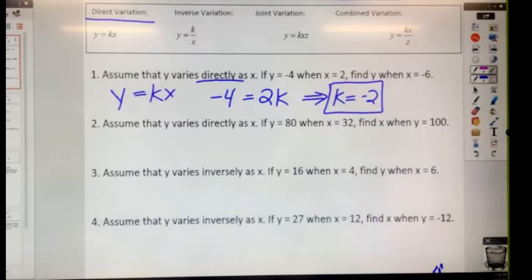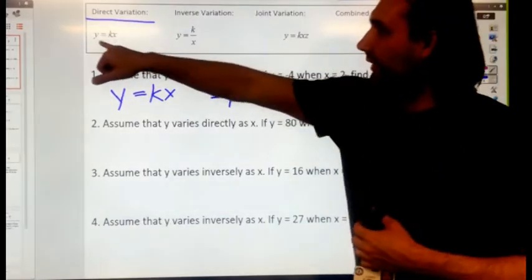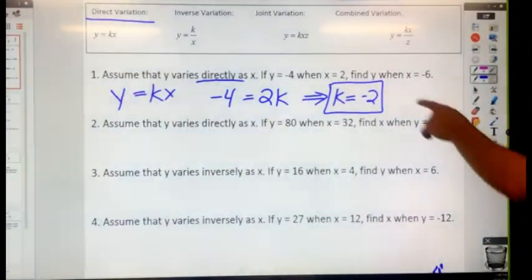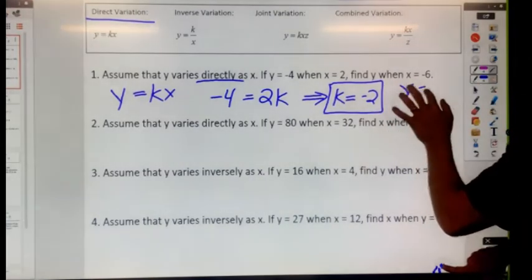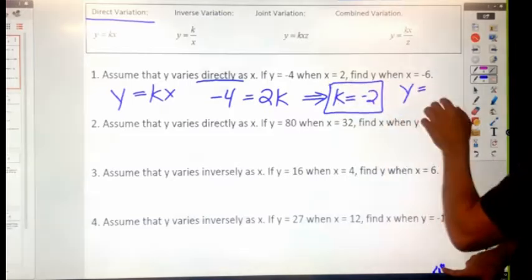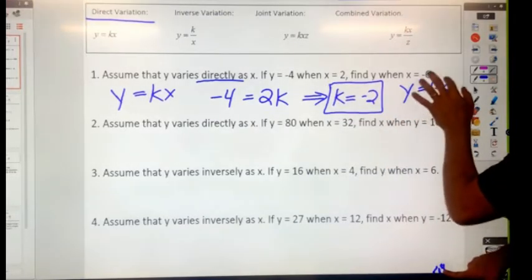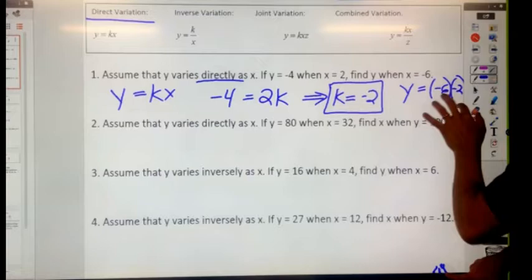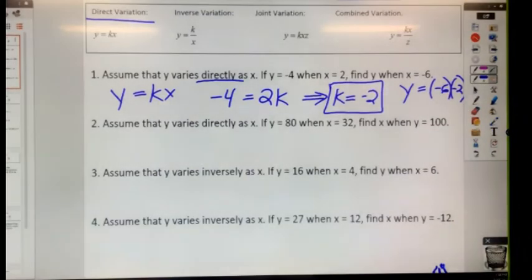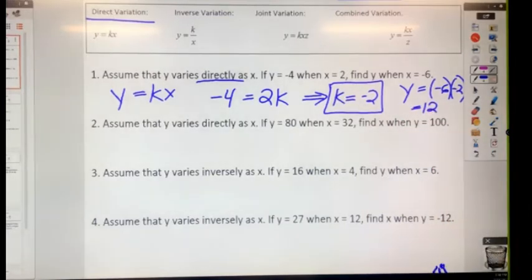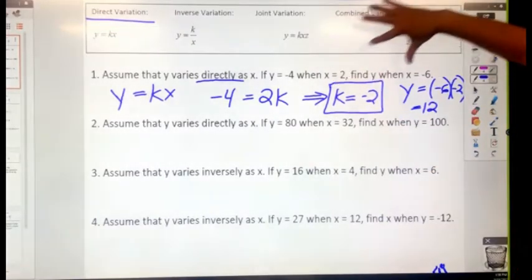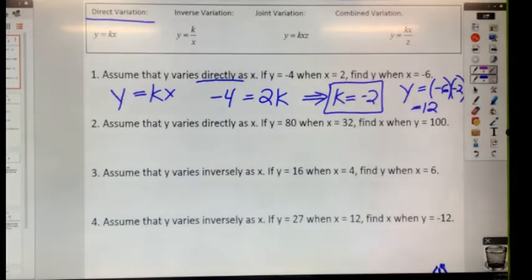Now I have my constant value to where if you happen to take away any one of these variables, I can still solve it. As in the case here, find y when x is -6. So y equals x times k, where x is -6 and k is -2. And I get -6 times -2, which gives me y value of 12. So y equals 12. That's how you're going to solve each and every one of these. You're going to have to first find your k value so that when they take away a variable, you can finish the rest of it.